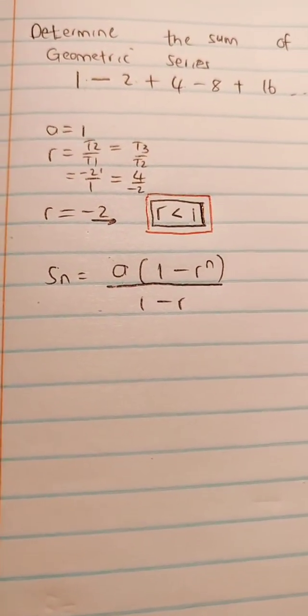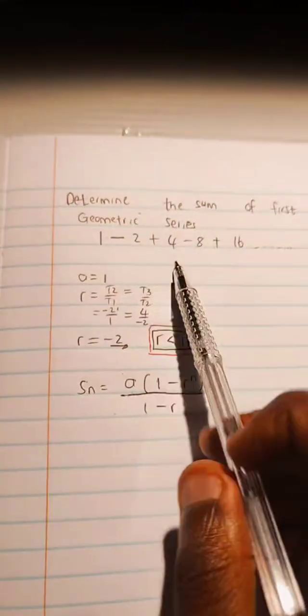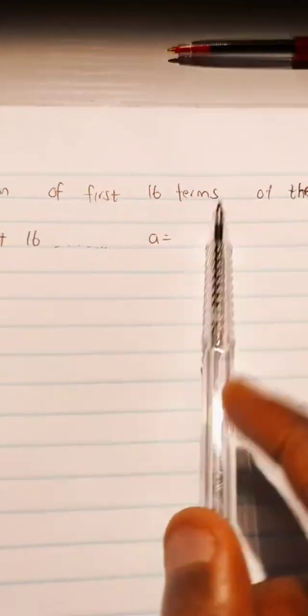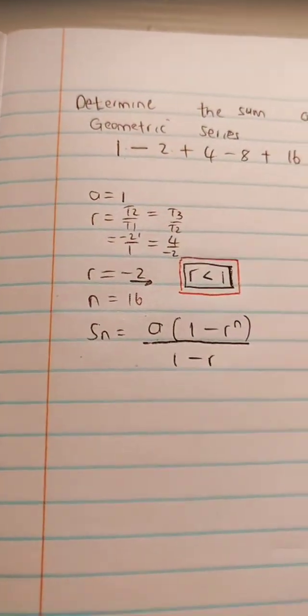Over 1 minus R. Okay. Now, what do we want? The sum of the first 16 terms. So our n value is going to be 16.